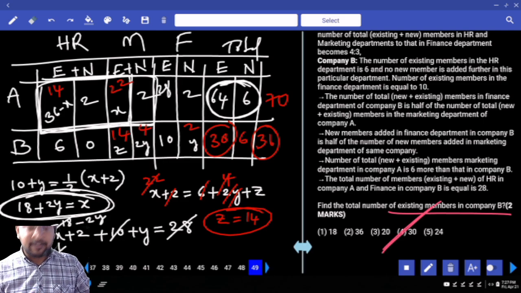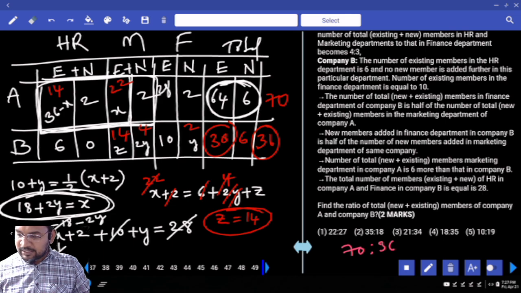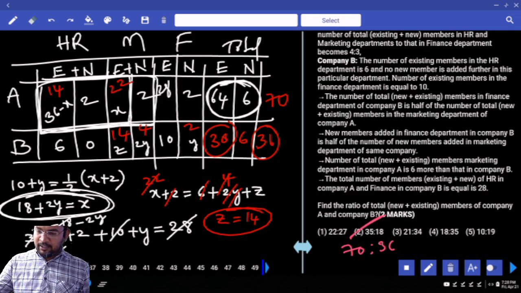Are you ready? Next one. Find the ratio of total members of company A and company B. Company A total is what? 70. Company B total, that is nothing but 35 is to 18.